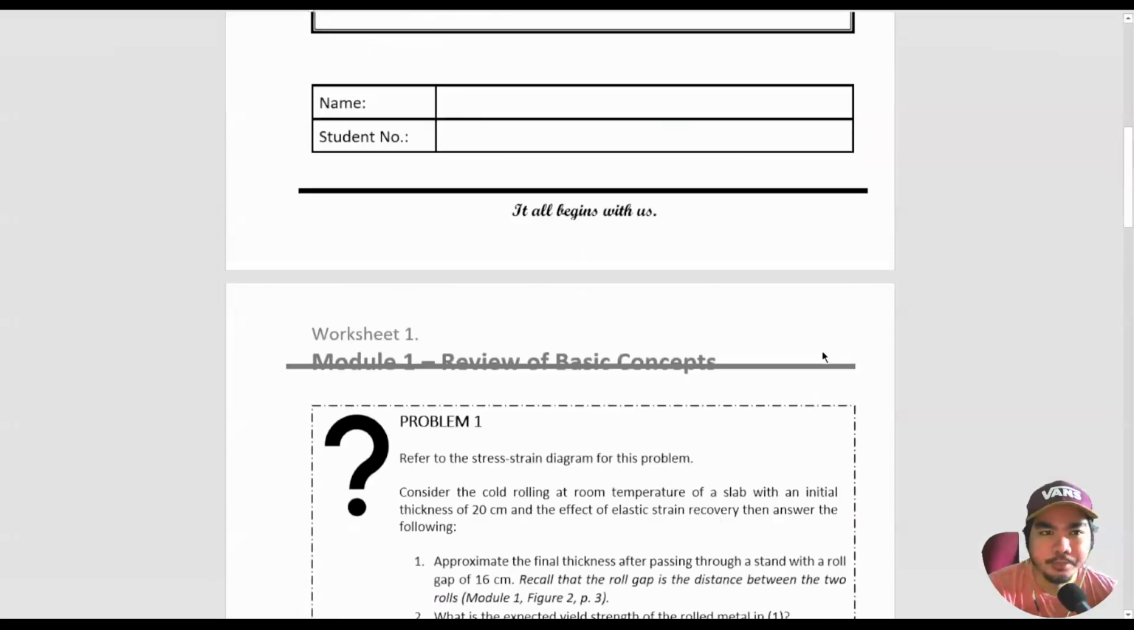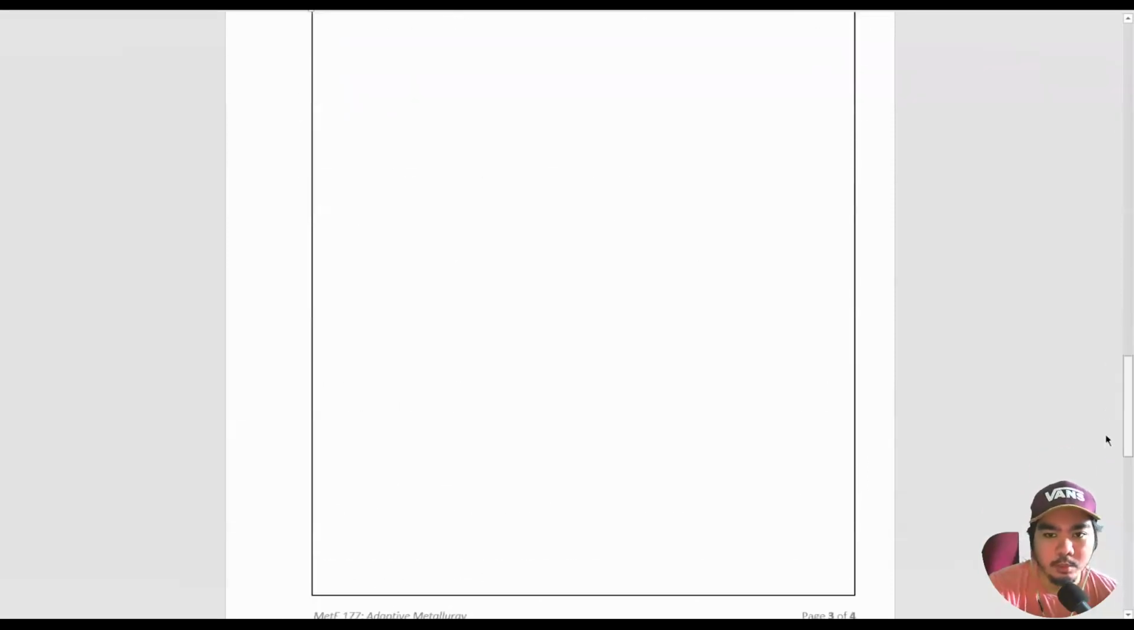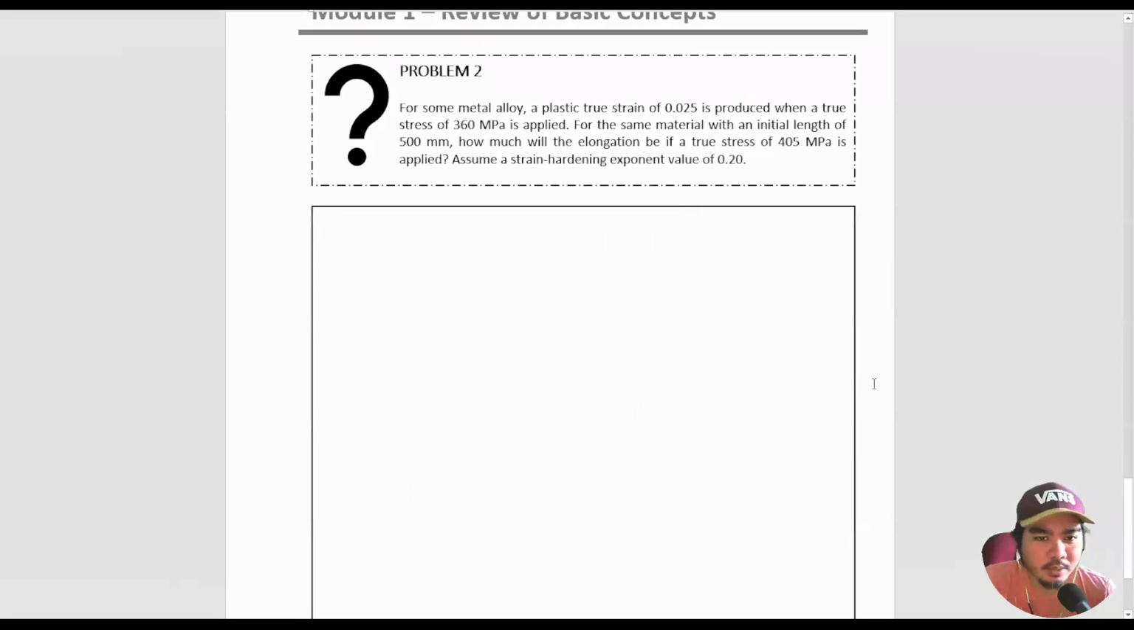So let's look at problem number 2. I think this is relatively easy. For some metal alloy, a plastic true strain of 0.025 is produced when a true stress of 360 megapascals is applied. For the same material with an initial length of 500 millimeters, how much will the elongation be if a true stress of 405 megapascals is applied? We assume a strain hardening exponent value of 0.2. Actually, there is already a clue in this last statement.